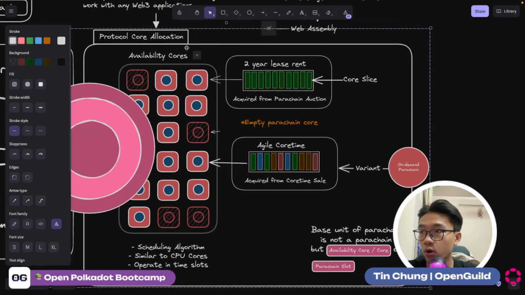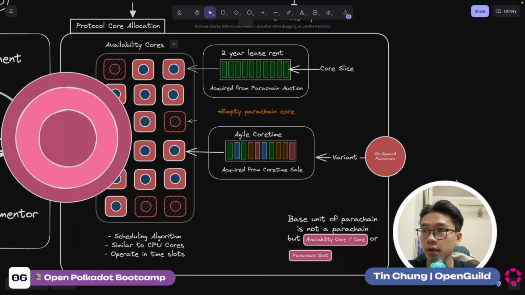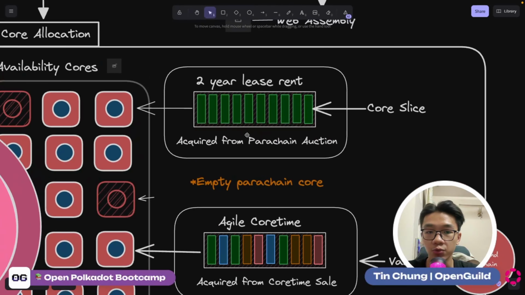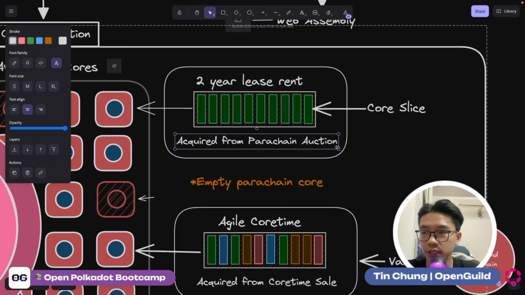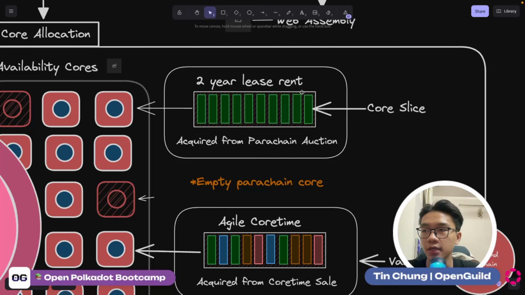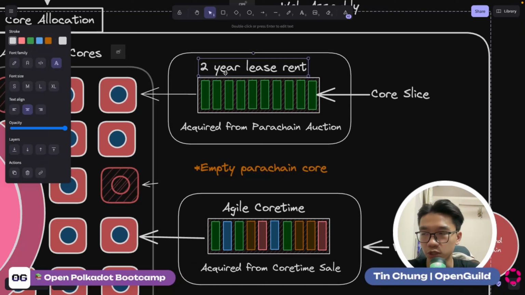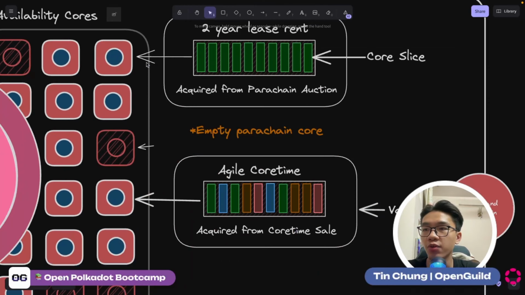So for this protocol core allocation, you have agile coretime and also on-demand coretime. Before, if you wanted your blockchain to become a parachain and use the Polkadot features, you had to register and then participate in the parachain auction to acquire a 2-year lease. This one is the candle auction, and all the parachains had to participate in that process to receive this 2-year lease. So when you win the parachain auction and receive the 2-year lease, you can rent the core for 2 years, and then later you can renew.